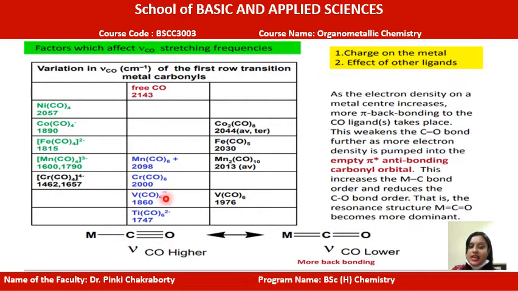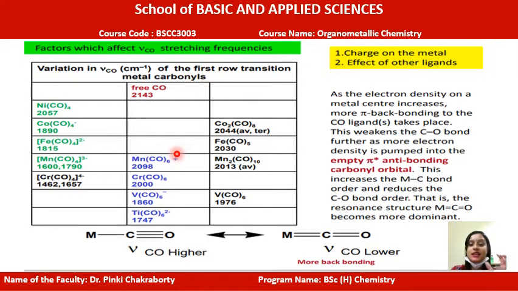Correct? In the second column, the free carbonyl will always have the maximum stretching frequency. Why? Because the carbonyl is free, and carbon and oxygen in carbon monoxide are in a triple bond, so it will have the highest frequency and highest bond strength because it is not attached to any metal. There is no pressure on this bond. But as soon as this free carbonyl gets attached to the metal, this is a positively charged metal.